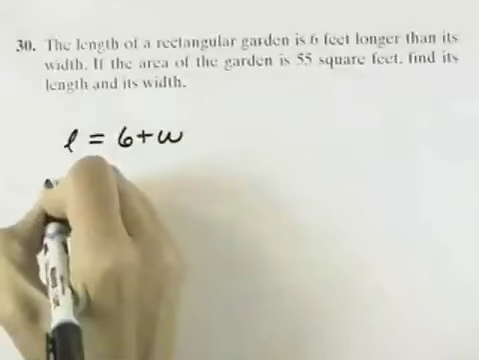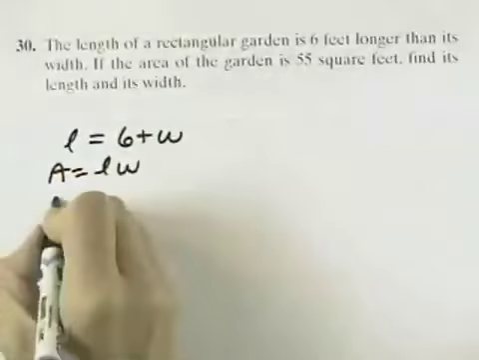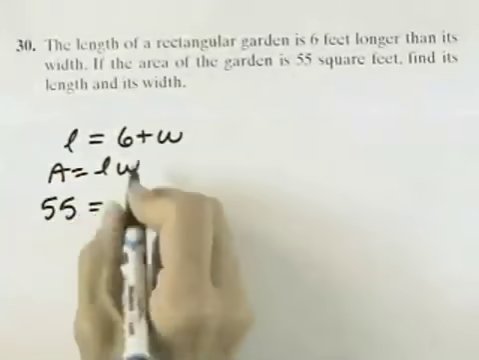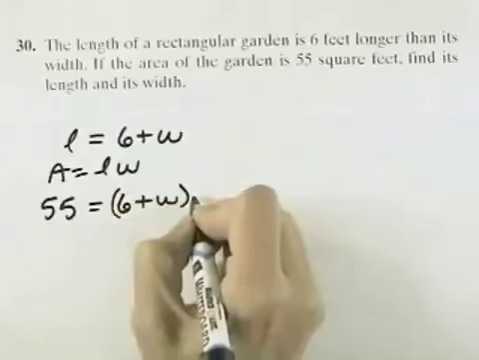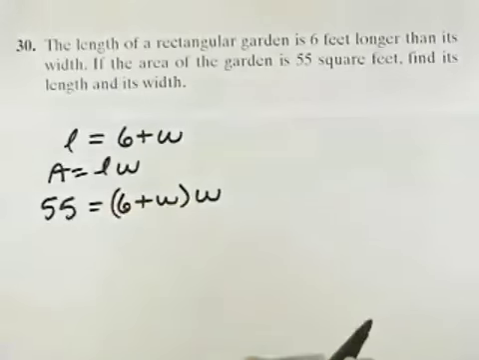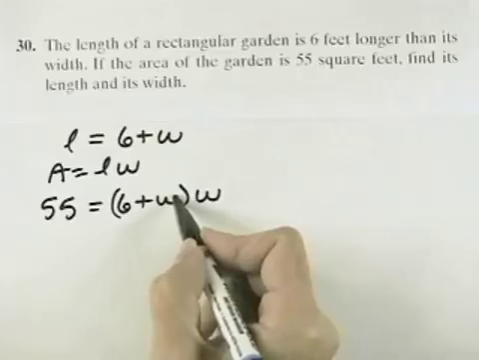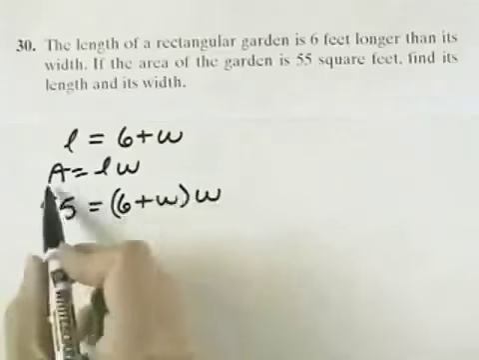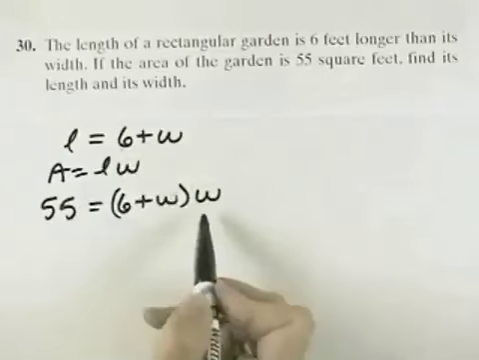And we know that the area is length times width. And since the area is 55 square feet, the length we can express as 6 plus w. And so length times width can be expressed in terms of one variable so that we can solve this equation for the variable w. So we can say that the area equals the length, which is 6 plus w, times the width, w. That is where we get this equation.